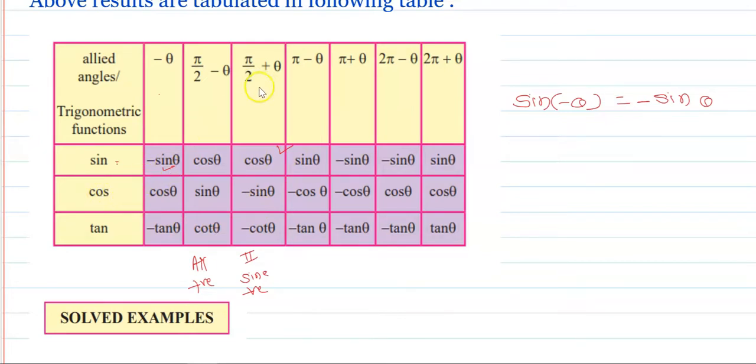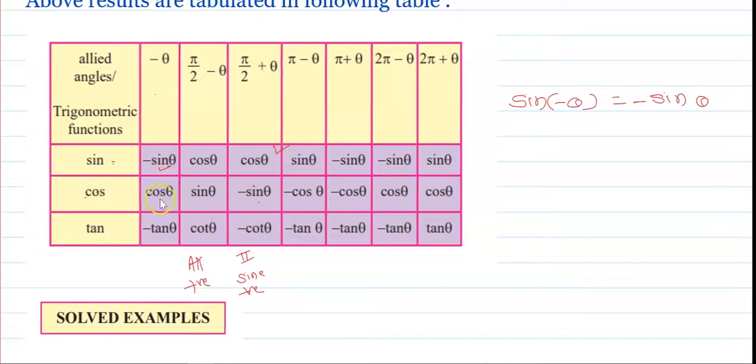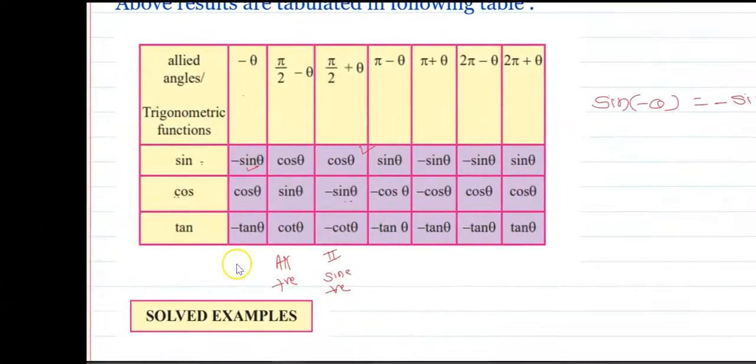Since it is cos, the function changes for pi by 2 plus theta. Cos becomes sin, and cos is negative in the second quadrant, and hence cos of pi by 2 plus theta is a minus sin theta.